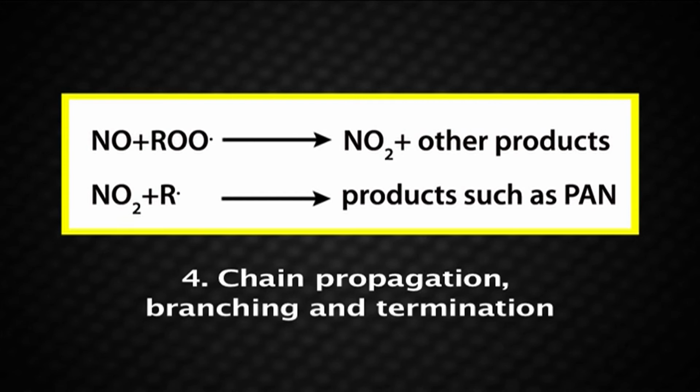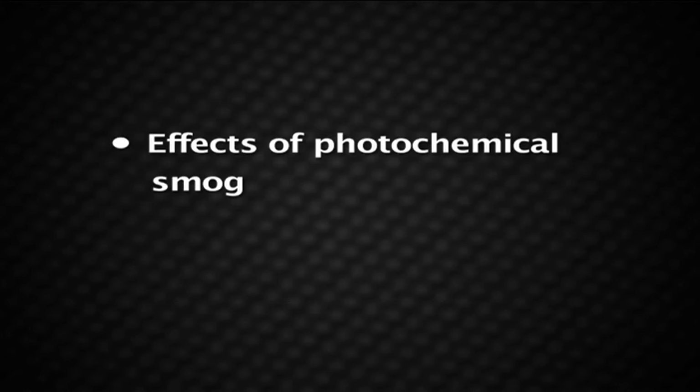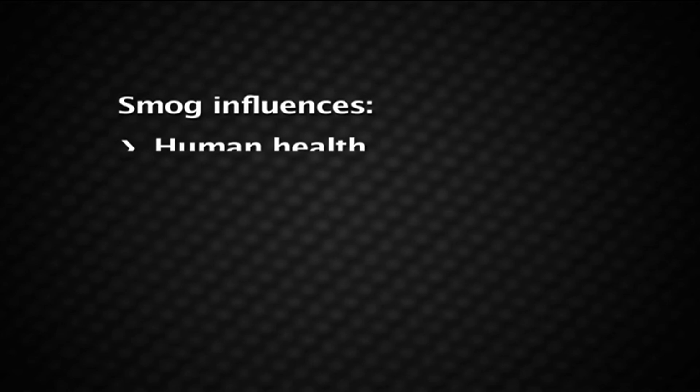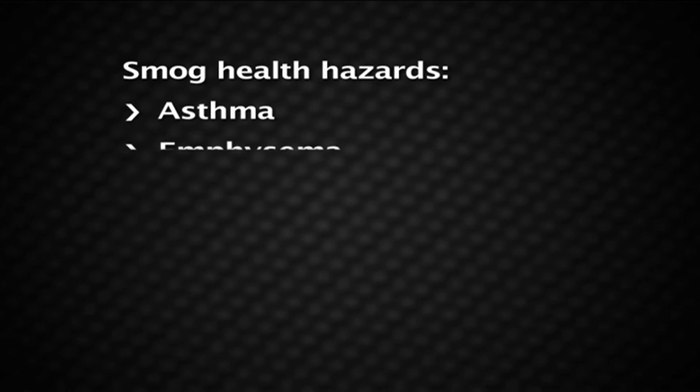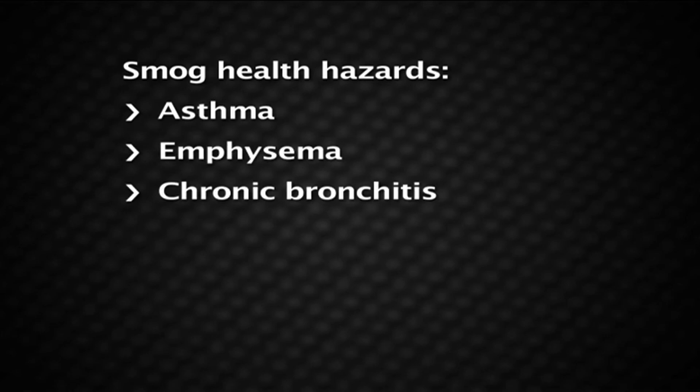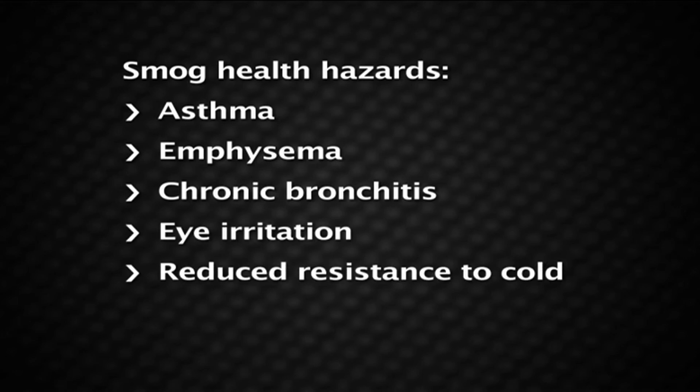Usually, in this reaction, secondary air pollutants like peroxyacetyl nitrates are formed, and this constitutes the chain terminating process in the smog. Effects of photochemical smog. Smog influences human health, environment, and even causes property damage. Smog can cause or aggravate health problems such as asthma, emphysema, chronic bronchitis, and other respiratory problems such as eye irritation and reduced resistance to cold and lung infections.